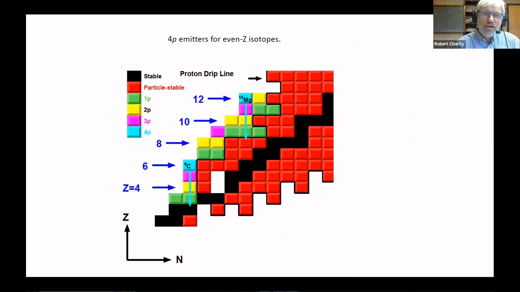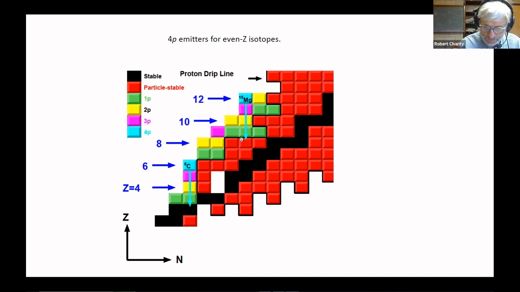So that's what happens to odd Z's. So what about the even Z's? Well, pretty clearly they go from 2 proton emitters when you go past the drip line to 4 proton emitters. And there are now just 2 cases of 4 proton emitters known. Carbon 8 has been known for a while, and quite recently we did an experiment with a Chinese group in Peking and found magnesium 18.